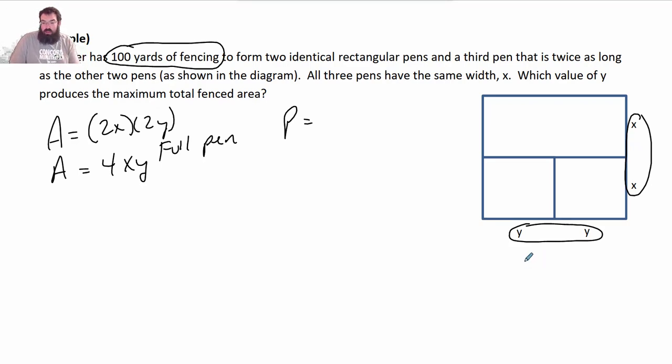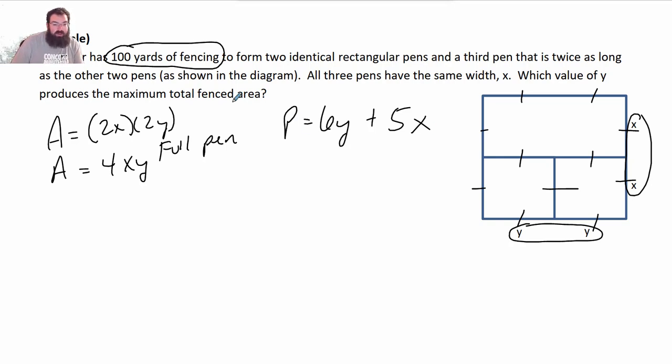Okay, so I actually have a y here, here. I got a y here, here. I got a y here and here. So I actually have 6 y's. I have an x here and here. I have another x here and here. So plus 5x. Okay, so that's how we get that. We know we have 100 yards of fencing, so that's going to be the perimeter is equal to 6y plus 5x.